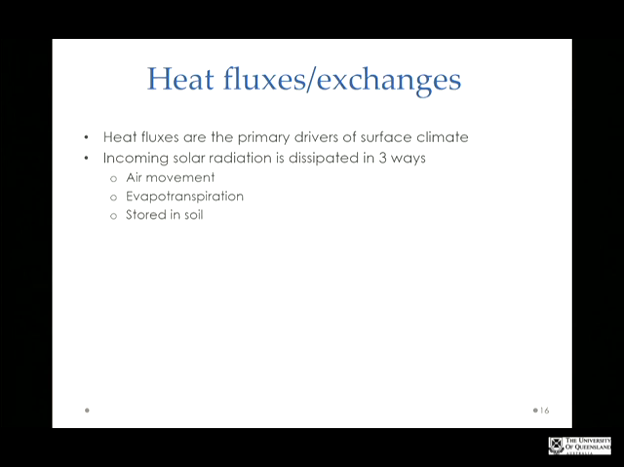Incoming solar radiation, once it's got through to the Earth's surface, is dissipated in 3 ways. It's dissipated by wind, so it can be blown horizontally or lifted up in the atmosphere vertically. It's cooled by evapotranspiration, so as the water is evaporated, it cools the air, and then as it's released in a cloud, it warms the air. And it can be stored in the soil. This changes not only daily, but seasonally and by latitude.